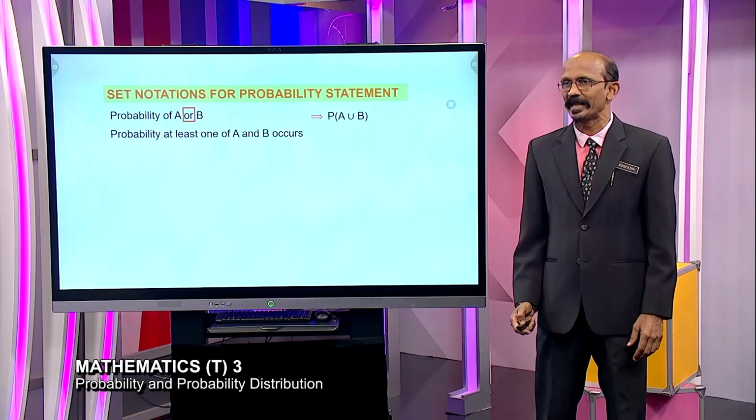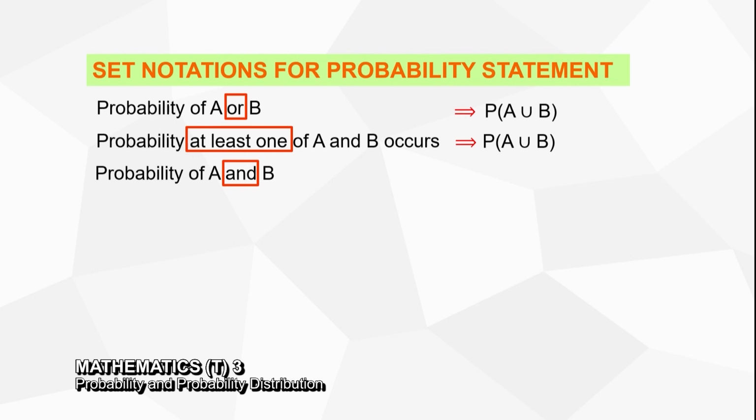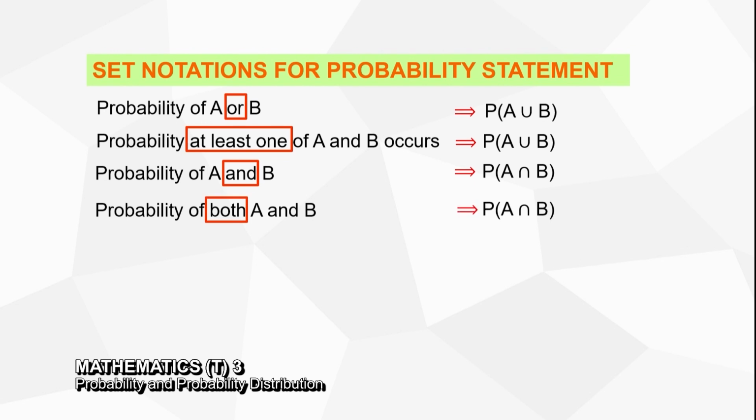Next one is probability at least one of A and B occur. For this, at least one means the set notation still remains the same, A union B. If you notice, different terminology, but the formula still remains the same. Next, probability A and B. The key point here is AND. So this is indicated by A intersection B. Then probability of both A and B. The key word here is both. So we get the same set notation, probability of A intersection B.